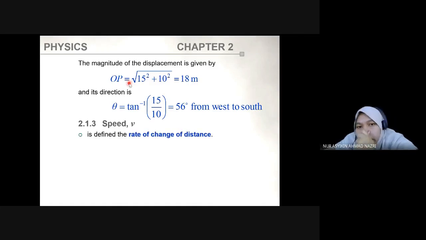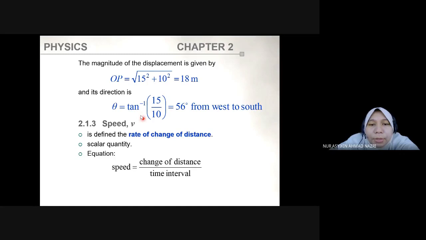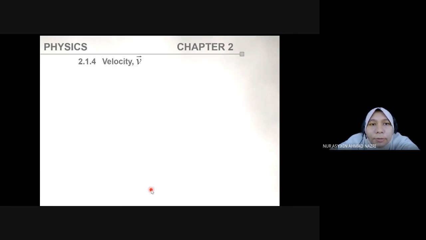Speed. Okay, so we define it as the rate of change of distance. The rate of change of distance. So scalar quantity, the equation is change of distance over time interval. Okay. Ini pun kita guna delta X saya rasa. Okay, velocity.